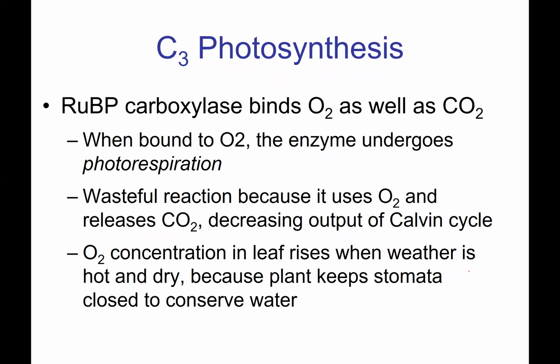In C3 photosynthesis, rubisco carboxylase is going to bind oxygen as well as carbon dioxide. So you're also going to have oxygen in the Calvin cycle during C3 photosynthesis, and that is called photorespiration. It's a wasteful reaction because it uses oxygen and releases carbon dioxide, which decreases the output of the Calvin cycle, so you're not producing as much glucose as normal photosynthesis.